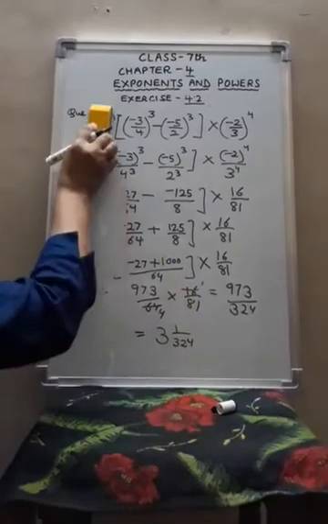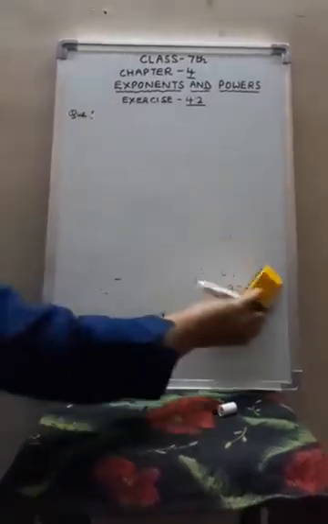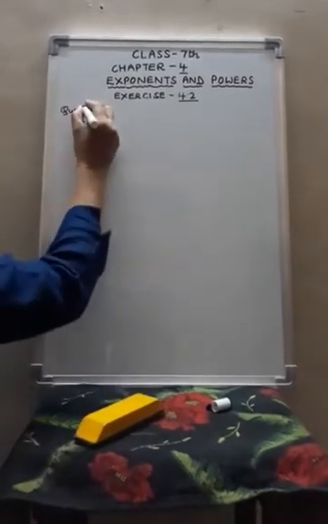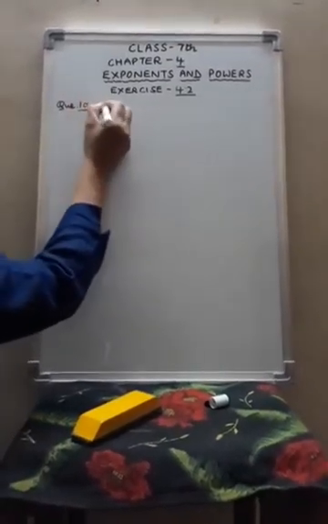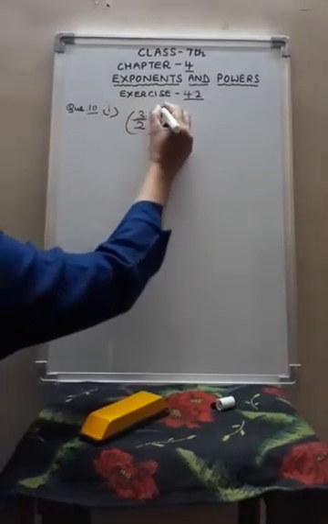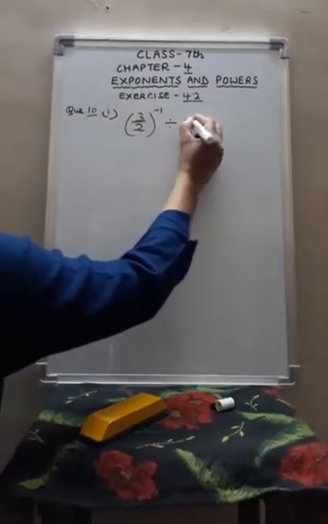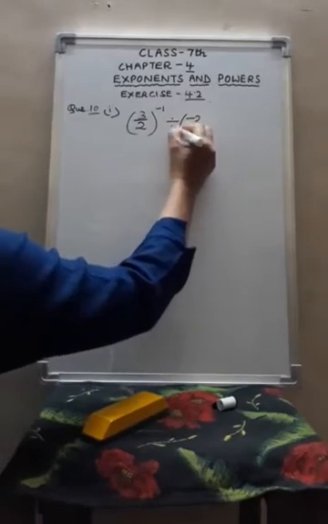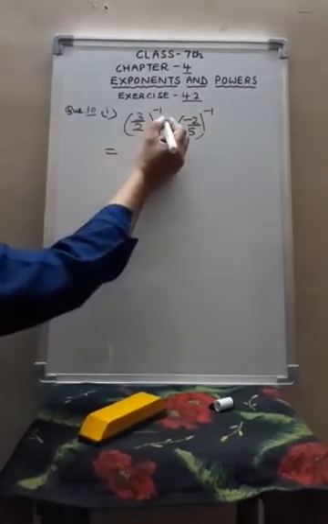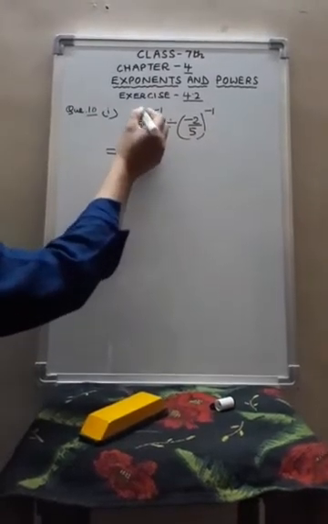Now children, question number 10. Question number 10, first part. Again, (3 upon 2) to the power minus 1 divided by (minus 2 upon 5) to the power minus 1. So if you have negative power, what will you do? You will take reciprocal of it.